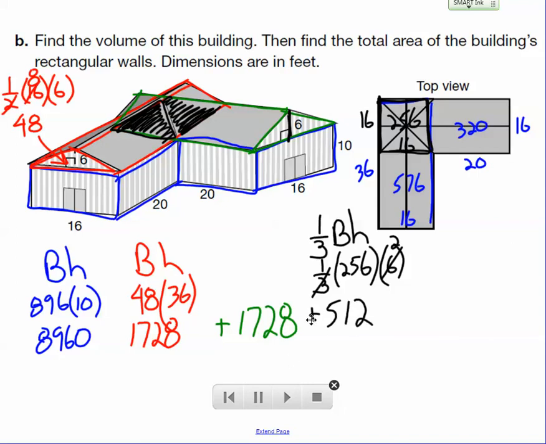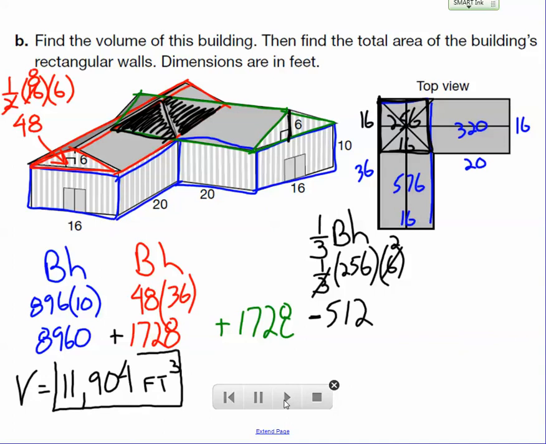Now I put addition here, but it's not addition, okay? It's actually subtraction. I'm fixing that right now because we double counted it and we only needed to count it once. So we're going to subtract that off. All right. So we'll add all those up, and the volume is going to be 11,904 cubic feet. Like I said, one of the more ridiculous problems we've done all year. That whole double counting the pyramid there.